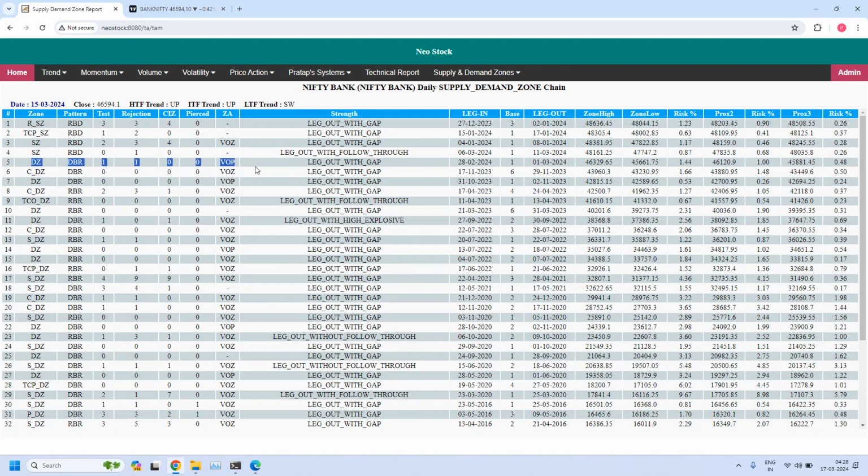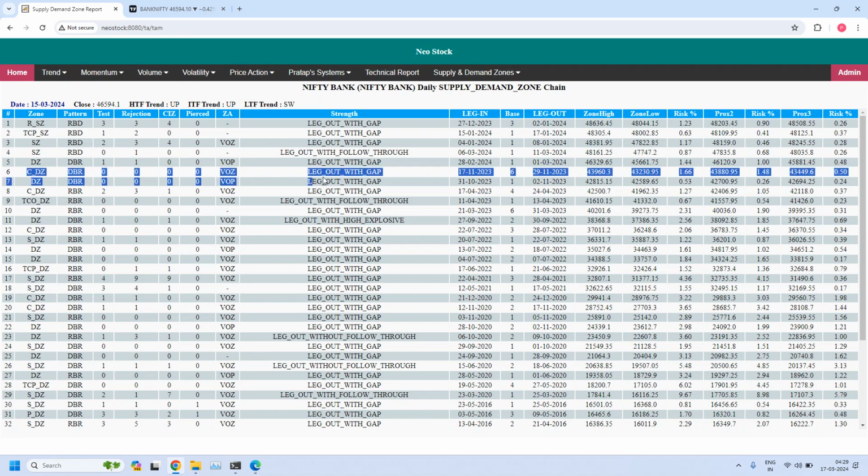So this is the demand zone. And also see the zone violation: it is violated opposing pivot. Pivot is violated, but it has not yet violated the opposing zone. VOZ is very strong, but VOP is not strong compared to VOZ. It is always recommended to select zones having VOZ, violated opposing zone. But below this we have a high liquidity demand zone with zone violation as VOZ. And its leg out strength is a leg out with gap. So we have good positive indicators and it is not yet tested.